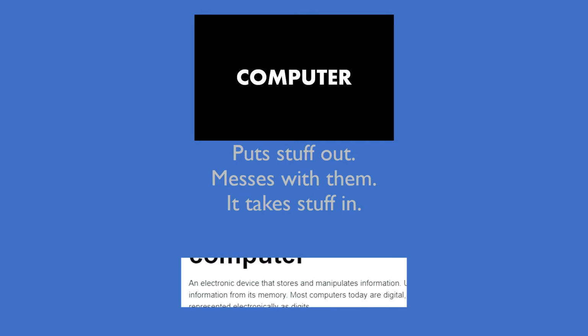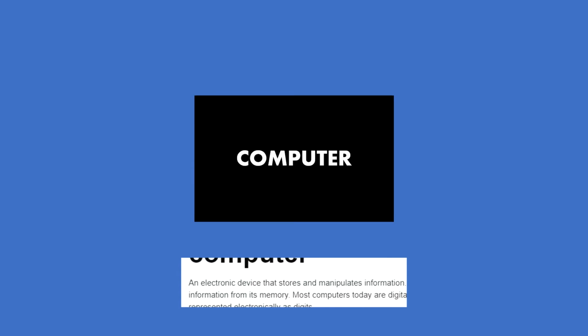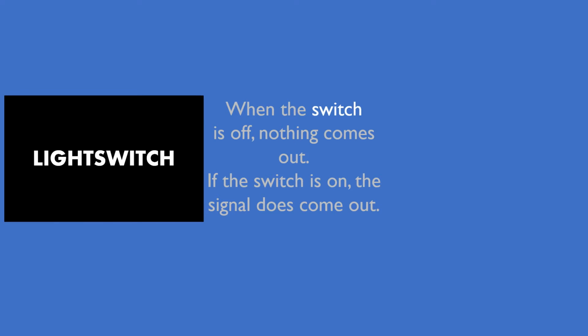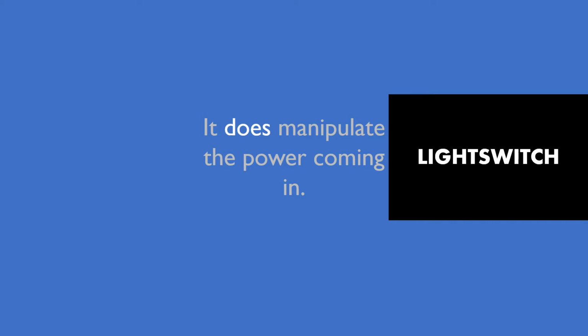Can we just look at this definition of a computer? Look at this first sentence. An electronic device that stores and or manipulates information. That's it. In fact, by that definition, a light bulb technically counts as a computer. Think about it. It takes stuff in, it manipulates it, and it pushes it out. The reason it manipulates it is because if the switch is off, nothing comes out. However, if the switch is on, the signal does come out, so clearly it does manipulate the power coming in.